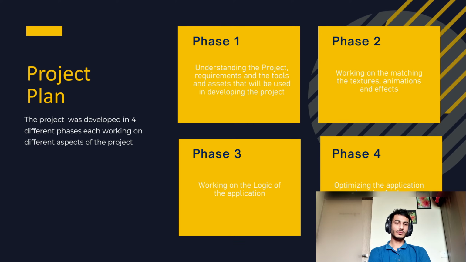The project was planned in 4 phases. Phase 1 was mainly understanding the project and the assets that I'll be using to carry out the work on the project. Phase 2 involved matching the textures, animations and effects according to the clients' requirements. Phase 3 was the most important one. It involved mainly the logic behind how the game will work. And phase 4 was optimizing the game and fixing the bugs and bottlenecks that occurred.